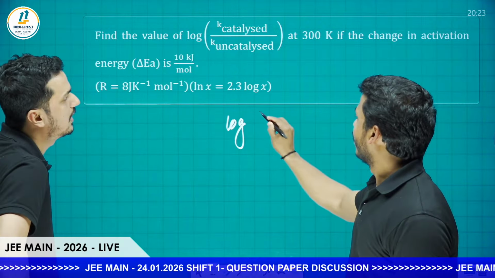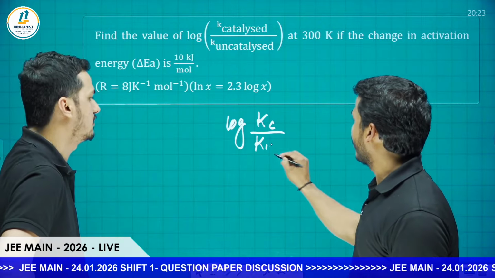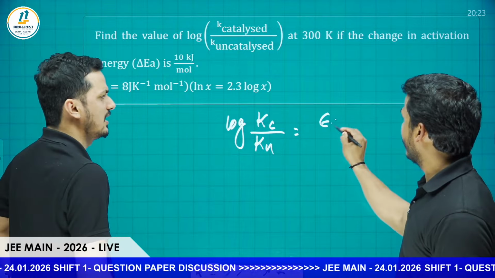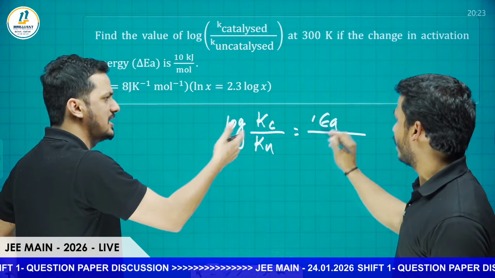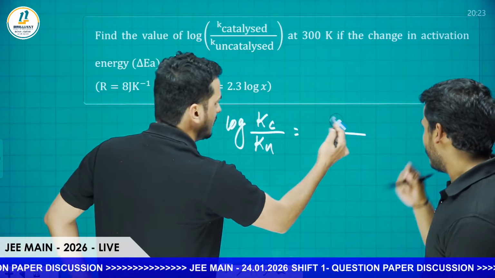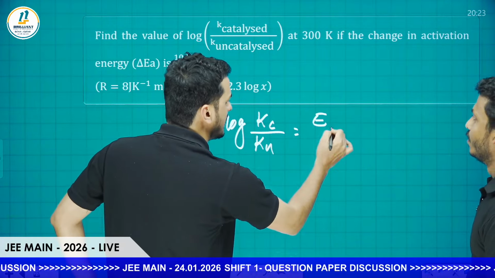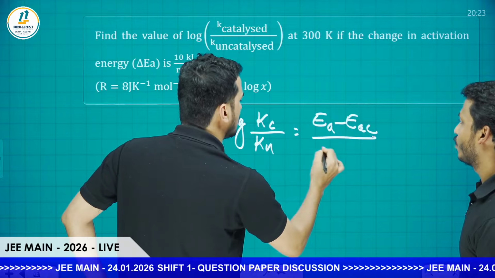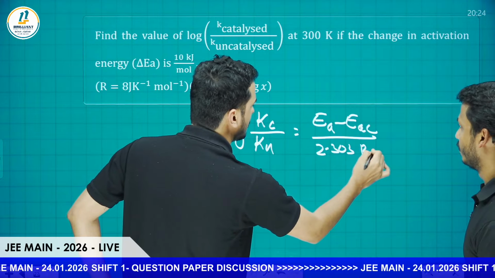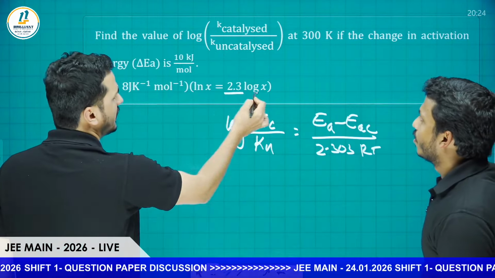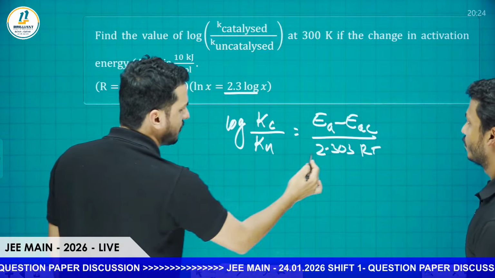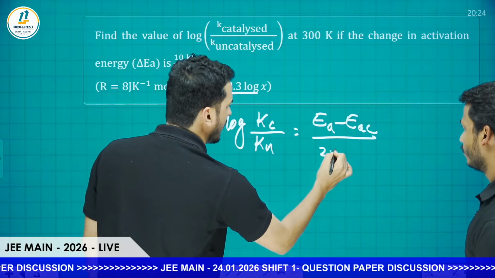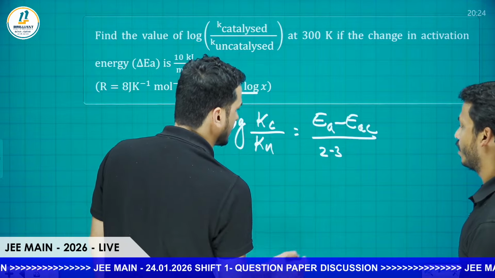Log of K catalyzed by K uncatalyzed equals, we can directly write now, EA minus EAC divided by 2.303 RT. But here they have given 2.3 log x only, so no need to write 2.303. We can write 2.3 itself, 2.3 RT itself.